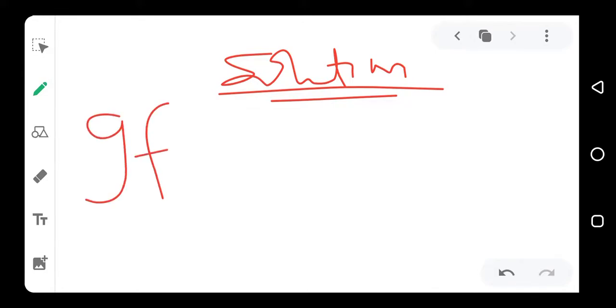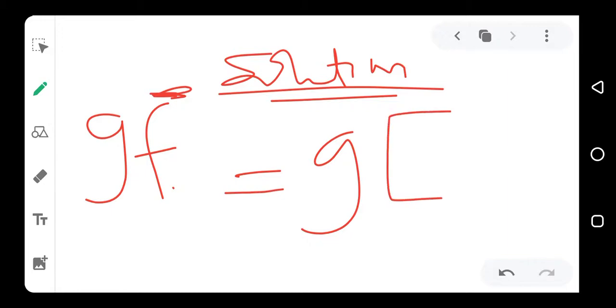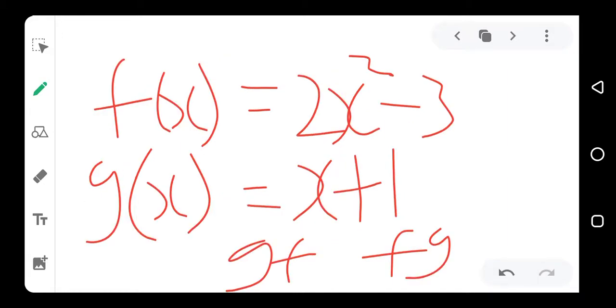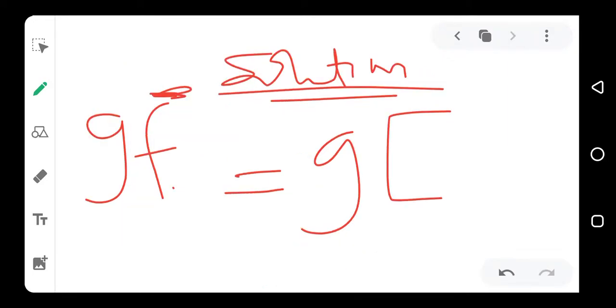gf, we start with f. The expression for f, we use it to replace the function f here. Then the expression for f is equal to, it becomes g of, expression of f is 2x raised to the power 2 minus 3.